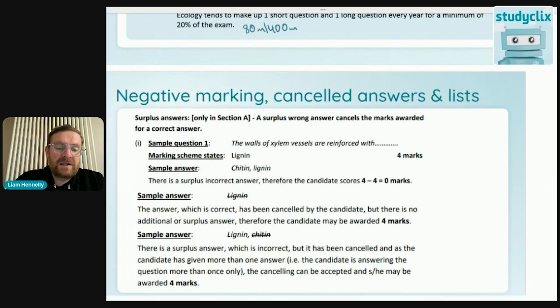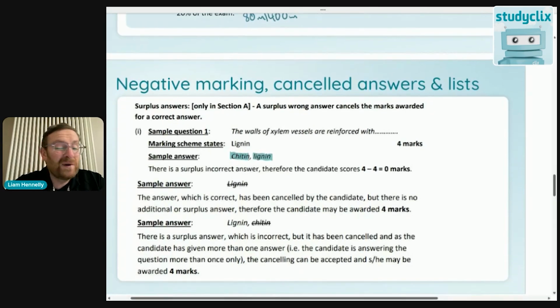But in the sample answer here, what you can see is that the candidate, the student, has given two answers, chitin and lignin. One answer is right and one answer is wrong. Therefore, this student scores 4 minus 4, so gets 0 marks.